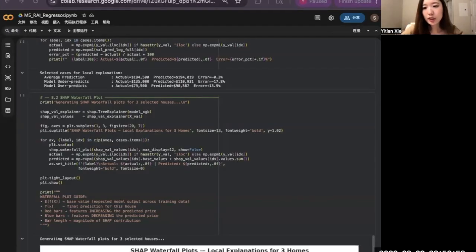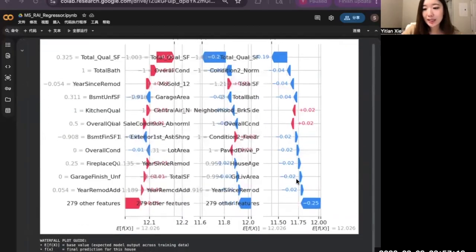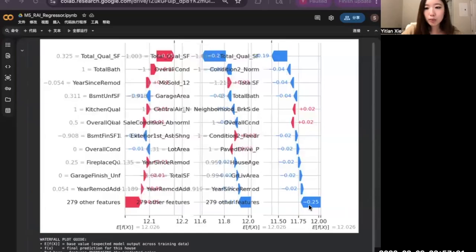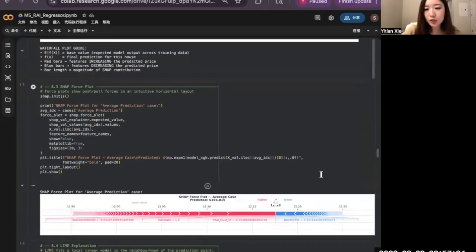While global explanations describe the overall behavior, individual predictions require local explanations. The SHAP waterfall plot breaks down a prediction into the contributions from the individual features. For example, features like TotalQualSF and TotalBath can push the predicted price higher, while other features may reduce it. And the SHAP force plot visually shows how these contributions combine to produce the final prediction.